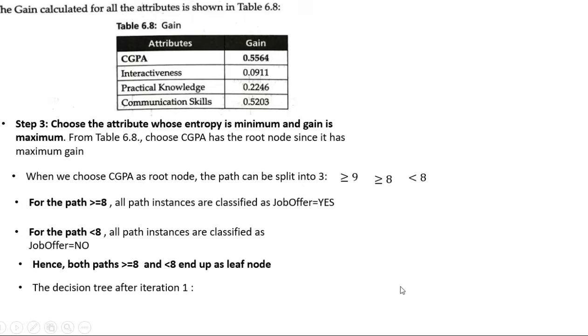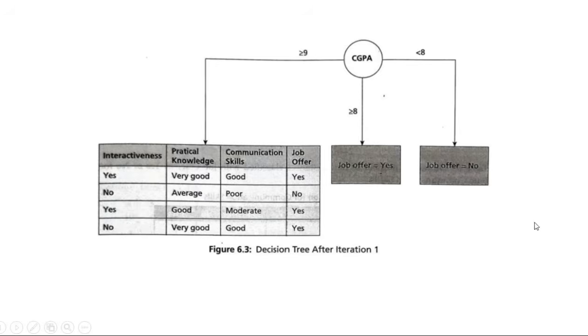So this is the decision tree after iteration 1. CGPA is our root node. These are the 3 different branches. For less than 8, I get the leaf node as job offer no. This is a leaf node because it's represented as a rectangle. For CGPA greater than or equal to 8, I get the leaf node as job offer is equal to yes. This is also a leaf node, which is why I've shown it in the form of a rectangle.